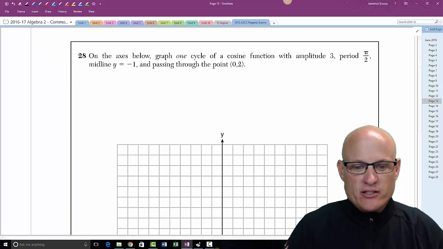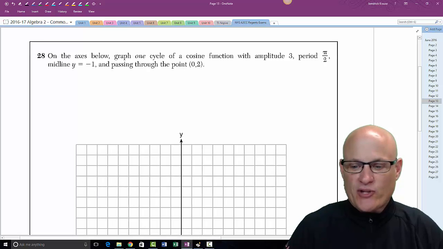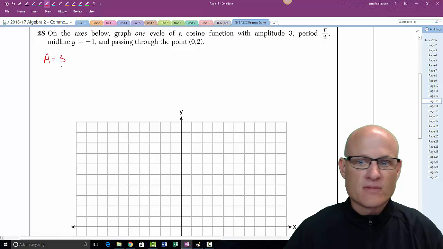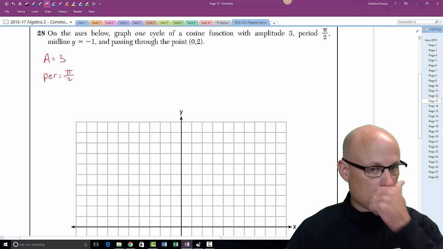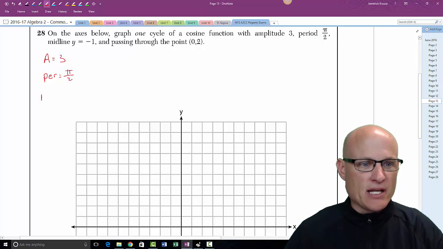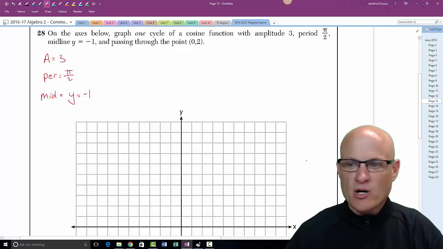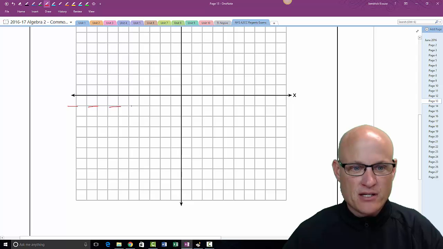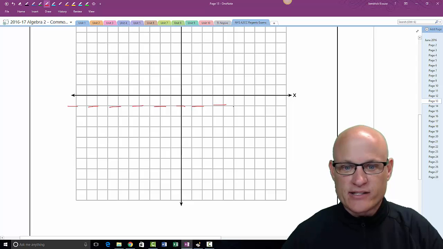On the graph below, select graph one cycle of a cosine function with amplitude 3, period equal to pi over 2, and it's got a midline of y equals negative 1. Well, we always start with the midline, so let's get that in there. It's not part of the graph, so it has to be a dotted line. Must be a dotted line. It's kind of like an invisible line. You could pretend like it's not there. That's our midline, y equals negative 1.